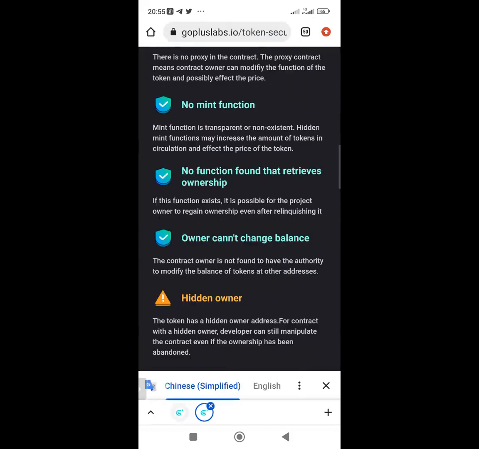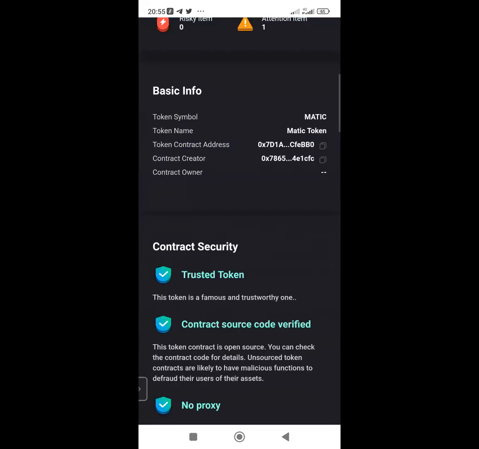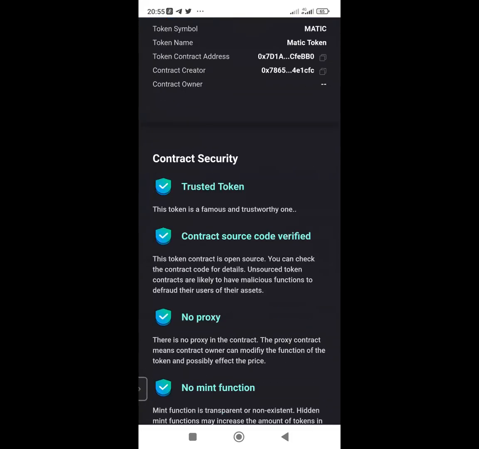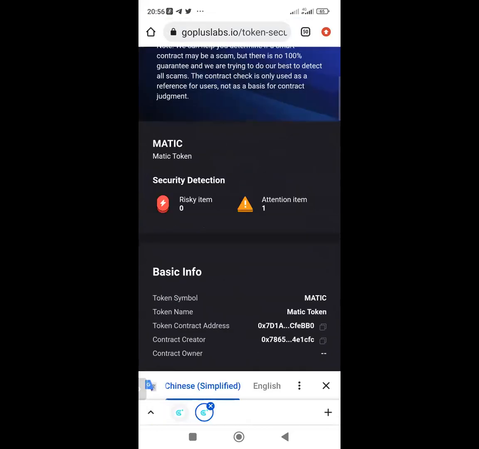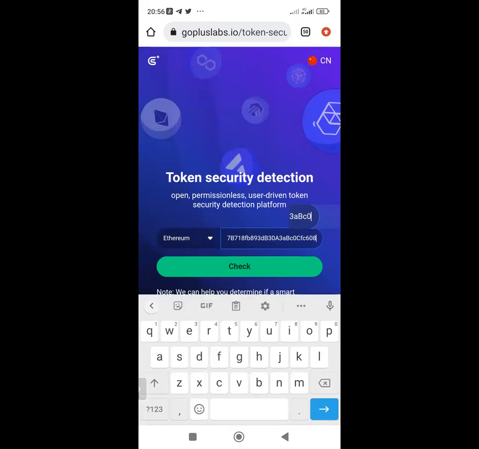So these things are just there to tell you the level of security a particular token has. You can see how Matic has been explained now. So that is the security level of Matic.